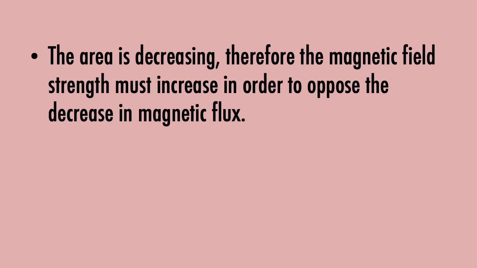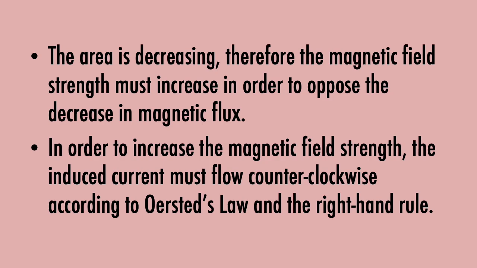So if you recall from the magnetic flux formula, we can counteract the decrease in area by increasing the strength of the field. Well, Ørsted's law told us that electric current always produces a magnetic field. So this means that the induced current will flow in the direction that will produce a magnetic field in the same direction as the magnetic field that is already present. In our case, the induced current will flow counterclockwise.